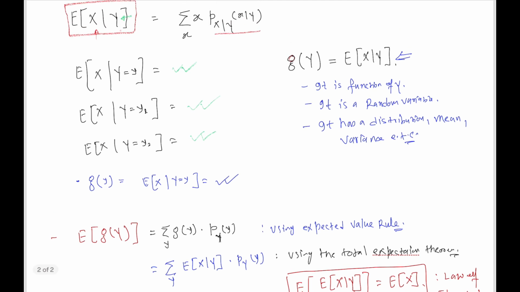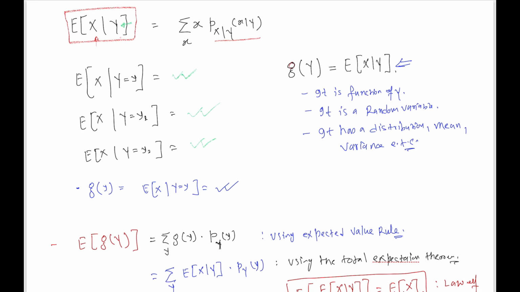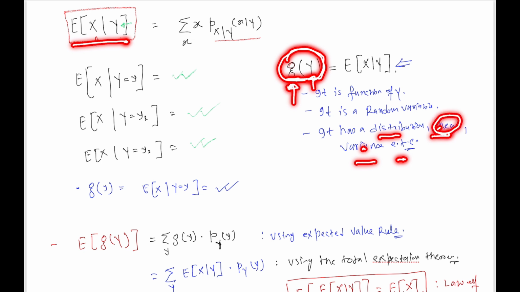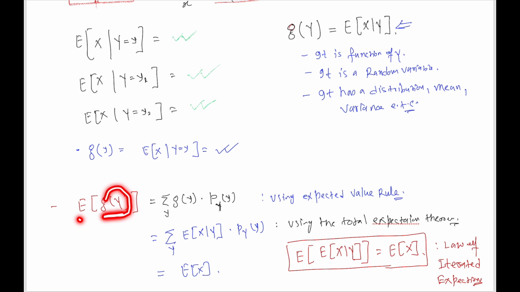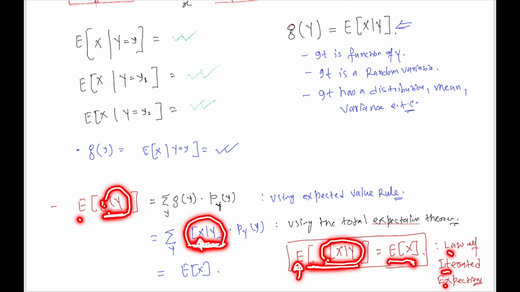Right? So let me conclude this. We have seen this conditional expectation as a random function of random variable y, and once we have this function of this random variable, we can find its distribution, its mean, its variance, and whatever operation we can perform. The very first quantity that we are interested in is the mean of this random variable, which is nothing but the conditional expectation of x. We have seen that the mean of this conditional expectation of x is the unconditional expectation of x, and this we have referred to as the law of iterated expectation.